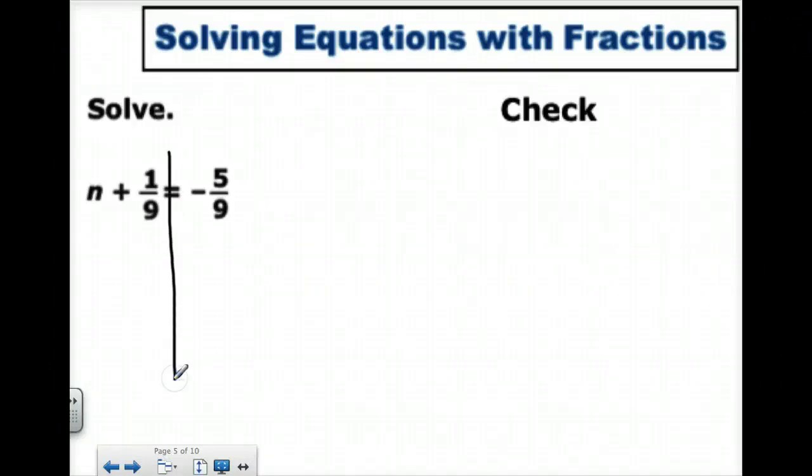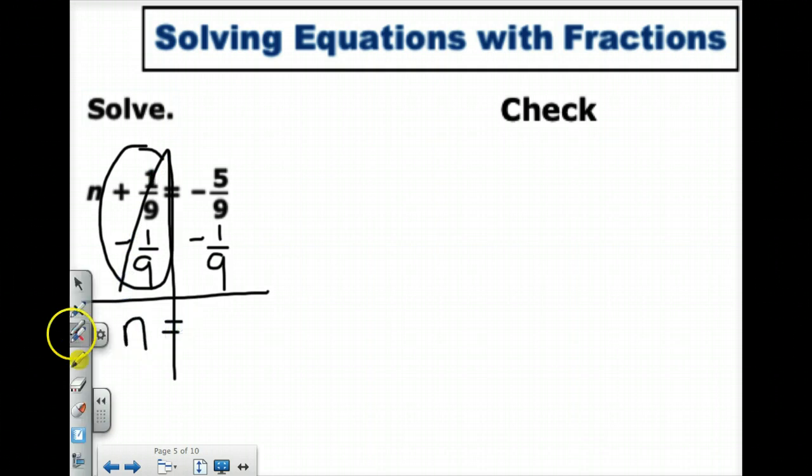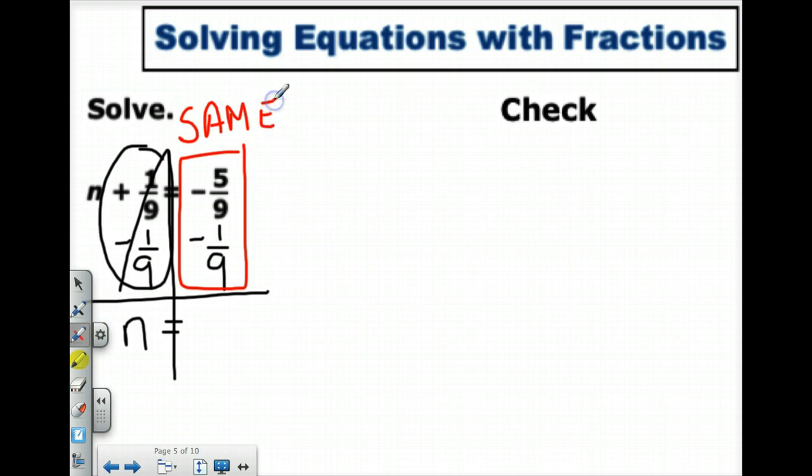Line through the equal sign. Subtract 1/9 on the left. Subtract 1/9 on the right. Zero pair. N is equal to, I'm going to draw a box. The signs are the same. And I know anytime the signs are the same, we want to find a sum.